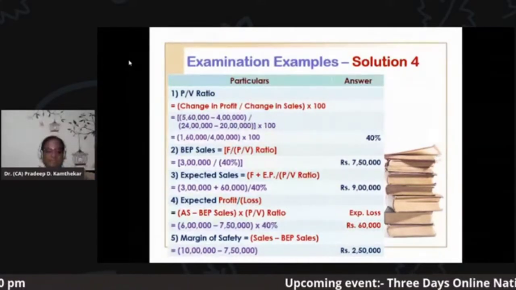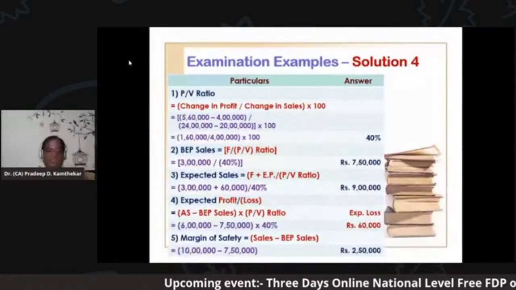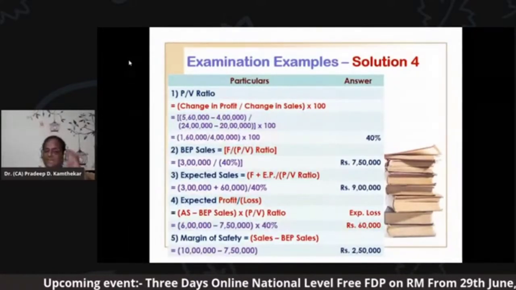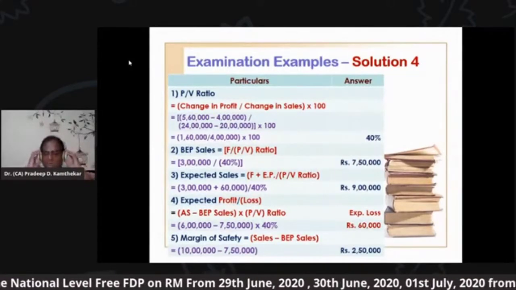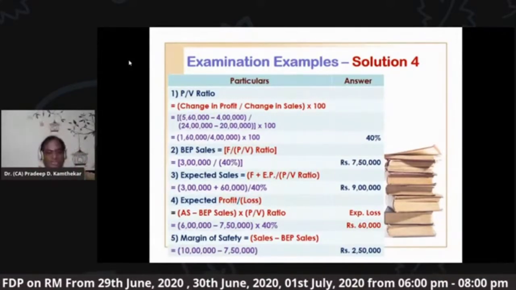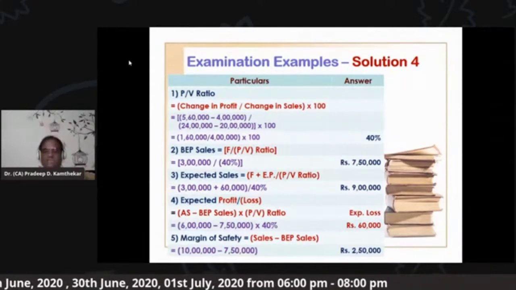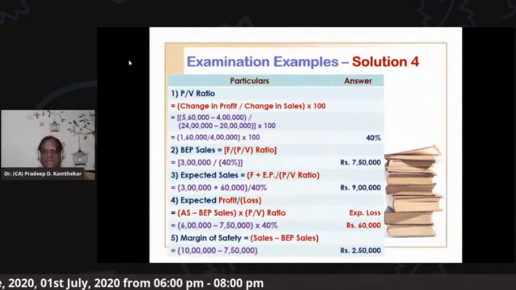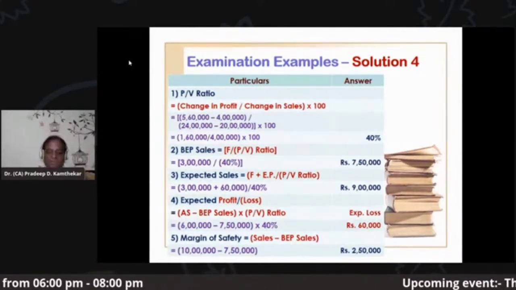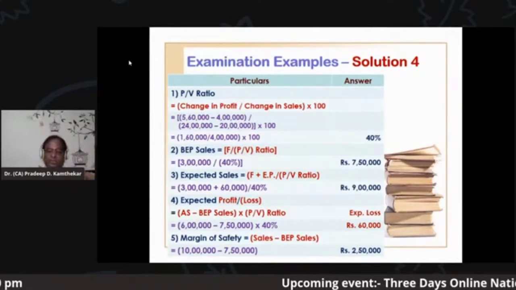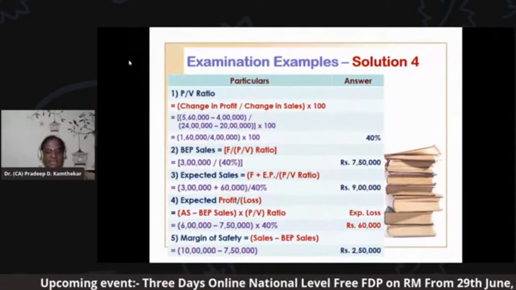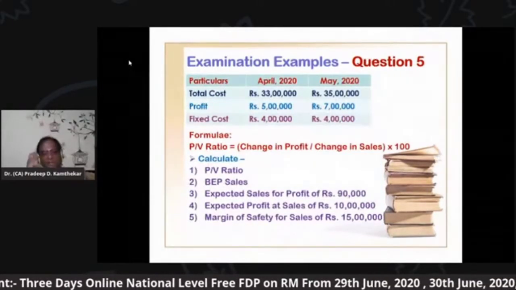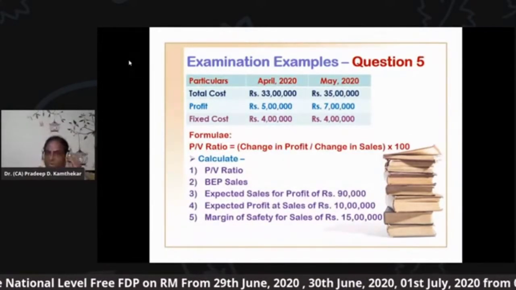And last thing, we are asked to calculate margin of safety where actual sales are given as 10 lakhs and margin of safety is always actual sales minus break-even point sales. So actual sales are 10 lakhs, break-even point sales are in number 2 given as 7 lakh 50. So in this case, margin of safety is 2 lakh 50,000 for actual sales given as 10 lakhs. Now this thing we can give you in different combination. Let us see this one more combination.